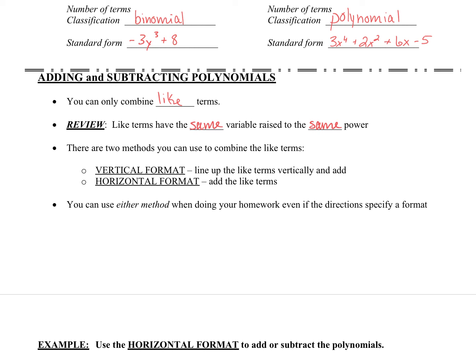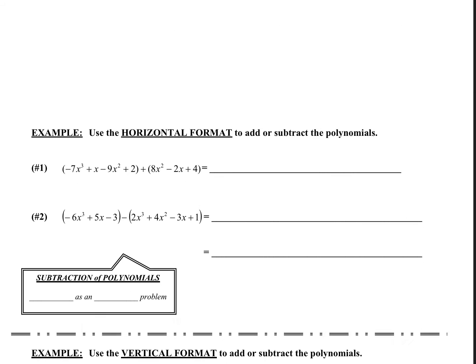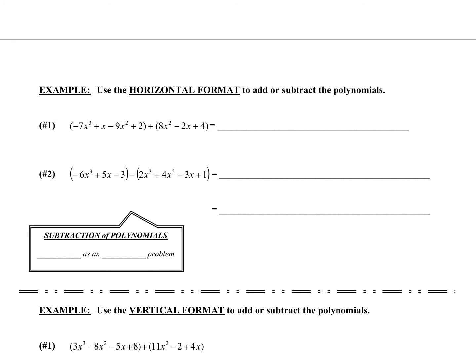And the vertical format is you line the terms up vertically and add, and the horizontal format is you just add like terms, okay? And you'll be able to use either of these at any time, just whatever you're more comfortable with. Okay, so let's go over an example. So in the first one, we're going to use the horizontal format to add or subtract the polynomial.